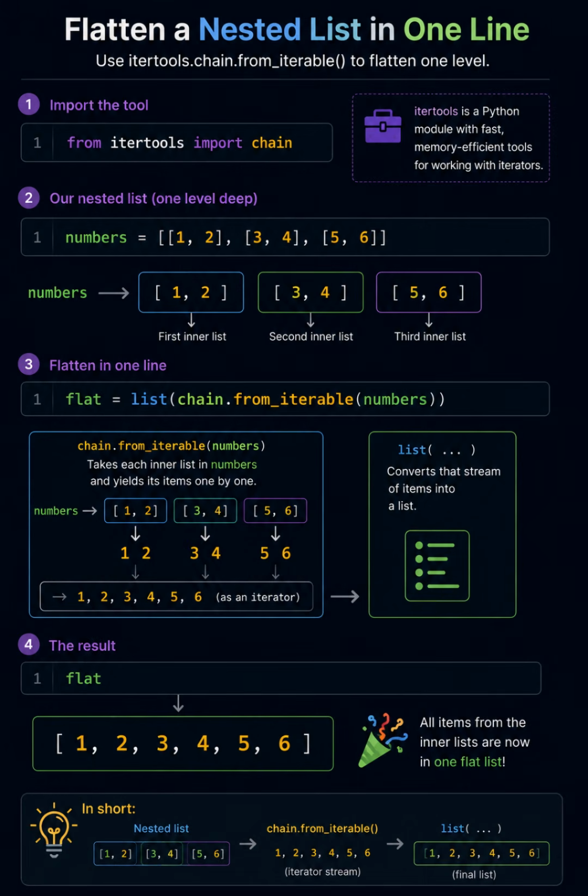If your list is only nested one level deep, Python also has a convenient tool in the standard library. From itertools import chain, and then we can use it: flat = list(chain.from_iterable(numbers)). So for numbers equal to 1 and 2 as a group, 3 and 4 as a group, 5 and 6 as a group, you can get 1, 2, 3, 4, 5, and 6 in one level list. This can be a very clean option when your data has exactly one level of nesting.